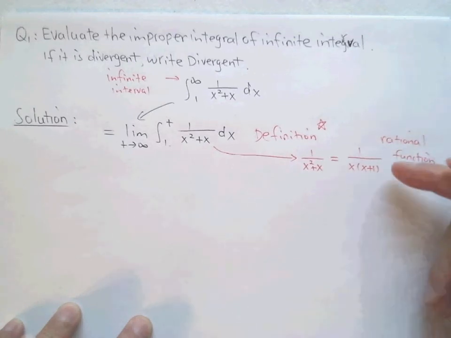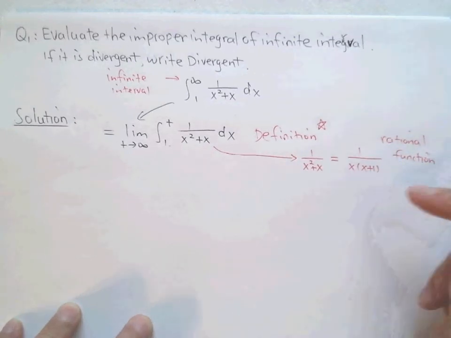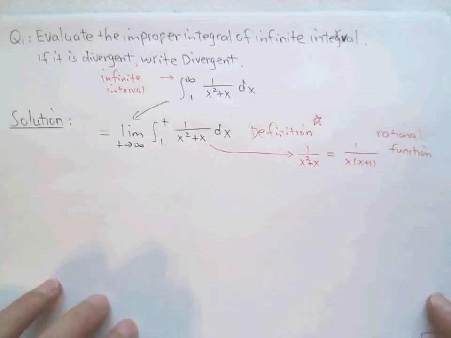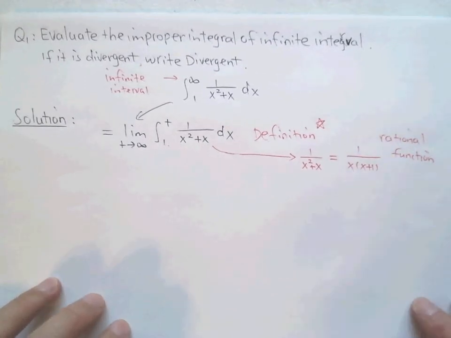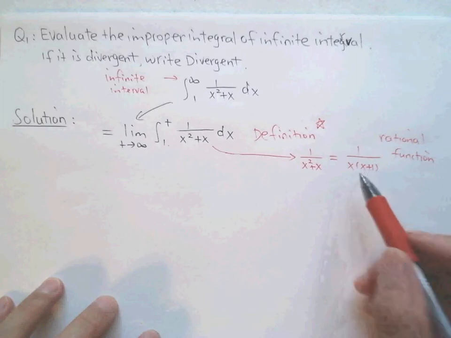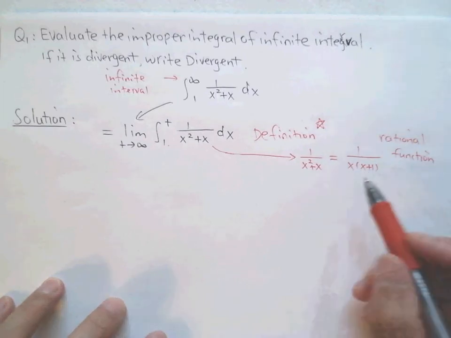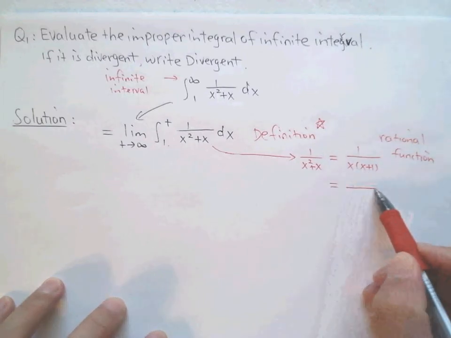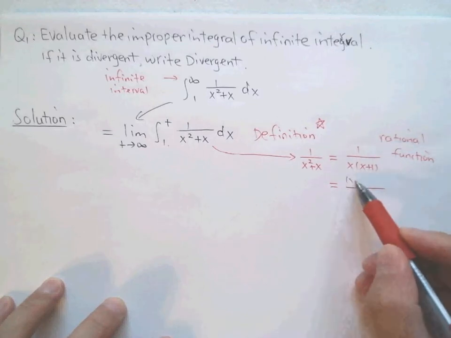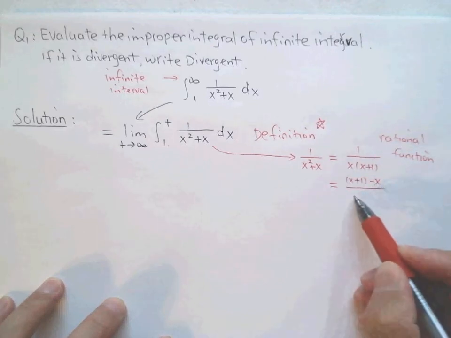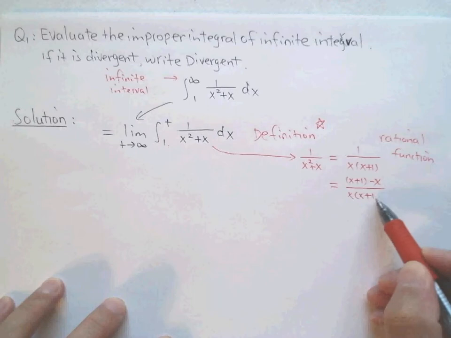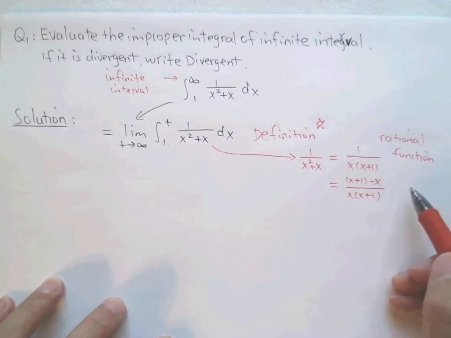We need to find the partial fractions. You can directly use the theorem to find the partial fractions. However, this is an easy case, so everyone, look at this. We can manipulate the 1. 1 equals x plus 1 minus x. If we do it this way, we can separate into two fractions.